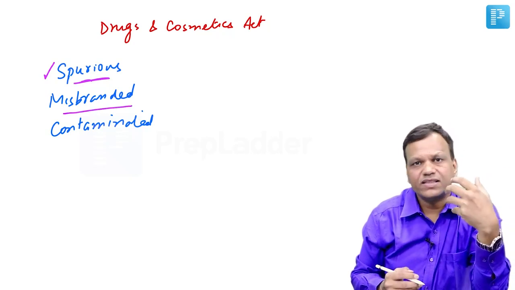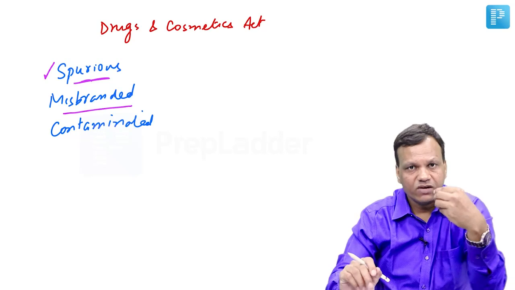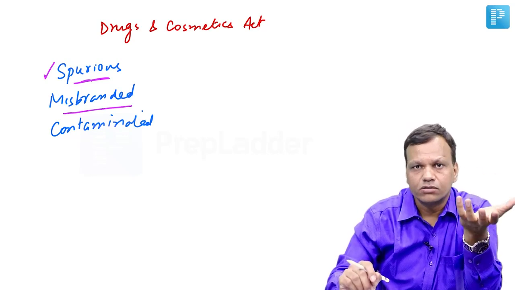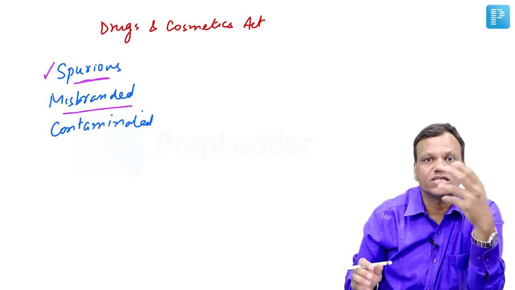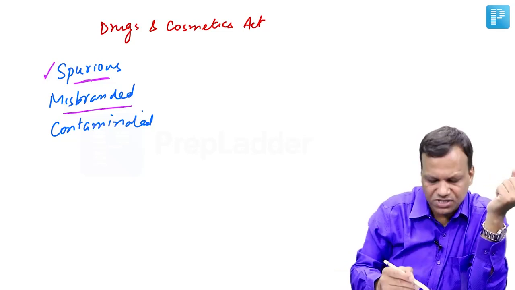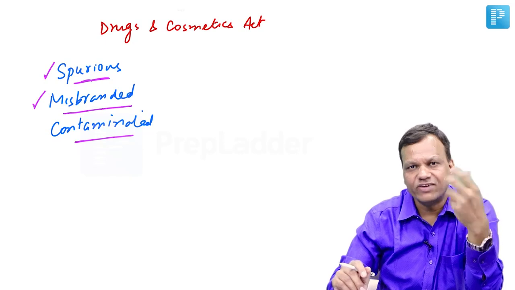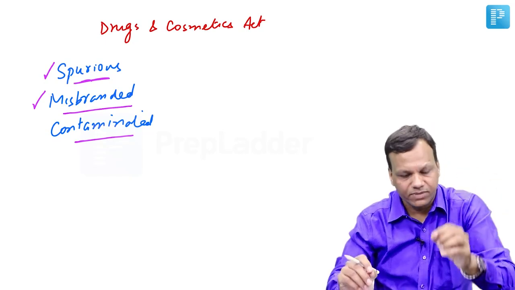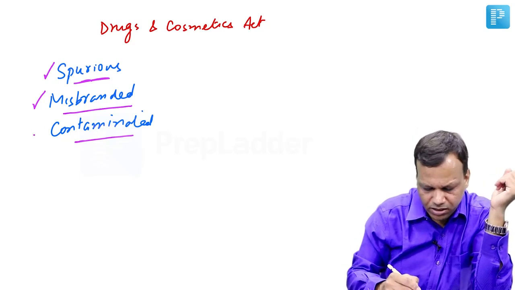A misbranded drug is when there is anything wrong written on the drug label, like if the concentration written is wrong, or the drug is Schedule H but the red line is not there, or the Schedule H warning is not written. These are known as misbranded drugs. Then contaminated drugs, as the name says, contain some filthy or unhealthy material, like sometimes a hair is coming out of the tablet. If they ask which type of drug it is, it is a contaminated drug.